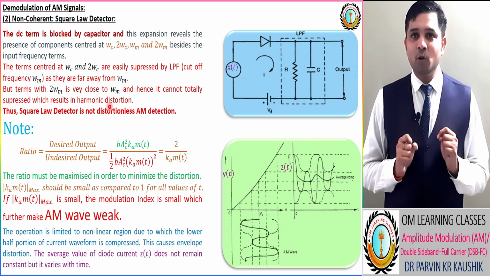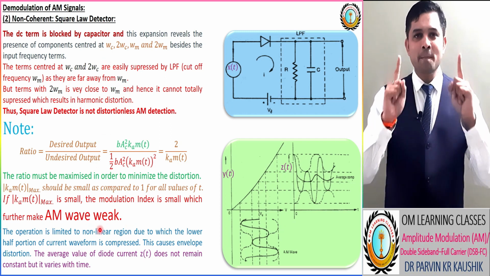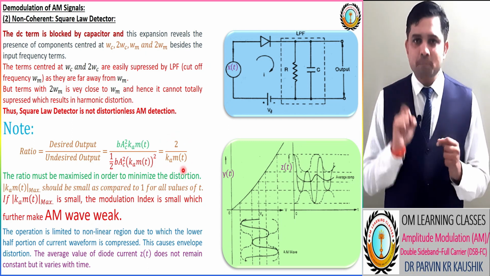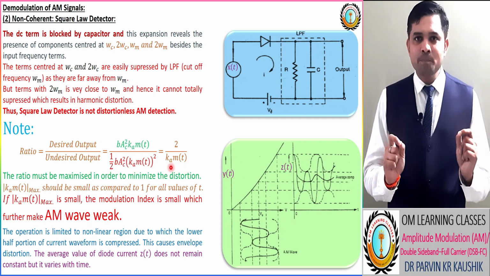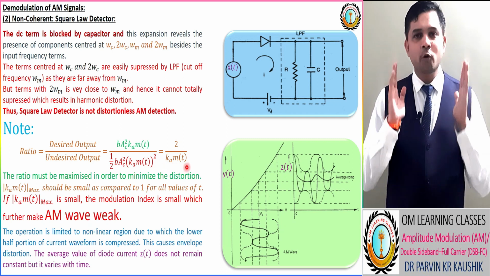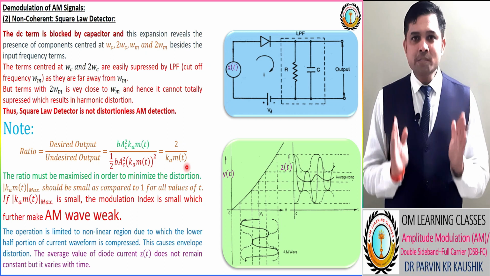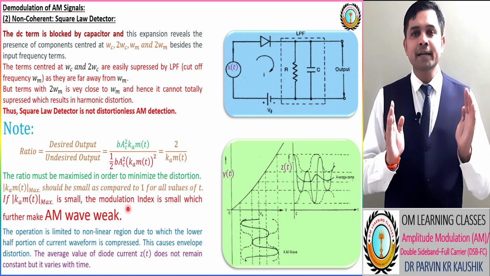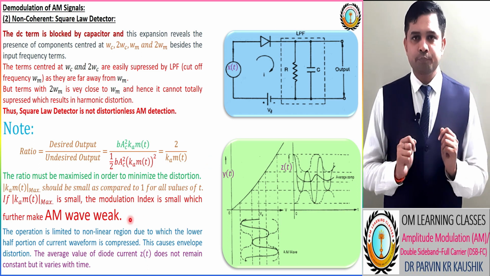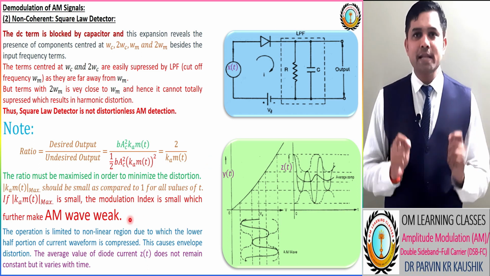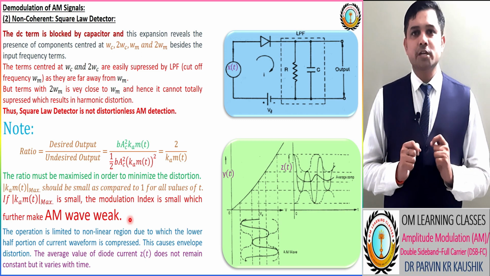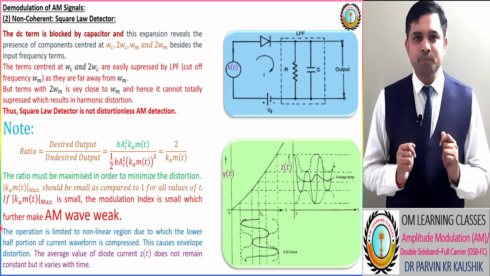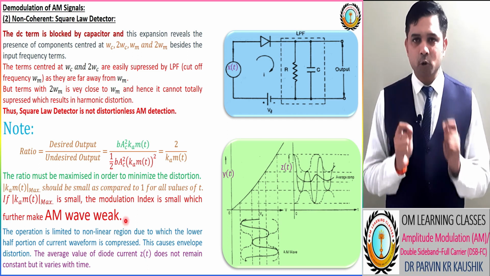And dear all, you must remember this ratio, that is equivalent to 2 by Ka into m(t), for your competitive exam as well as for numerical problems, because a lot of questions are already asked regarding this ratio in the competitive exam as well as in your semester exam. This is as per the mathematical representation of this scalar demodulator.